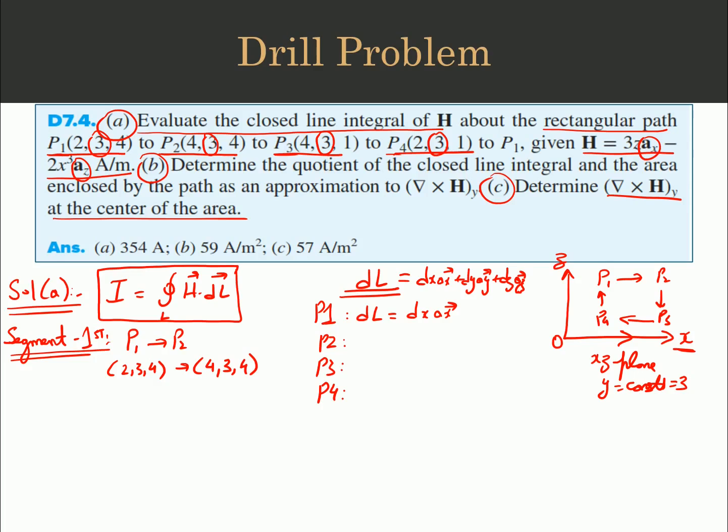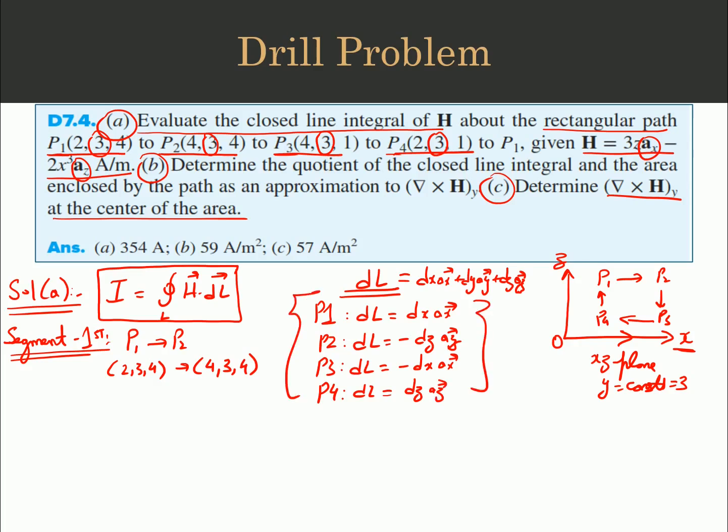Similarly, when we are moving from P2 to P3, we are moving downward in the negative z direction. So dL in this case will be minus dz along a_z. For P3 to P4, we are moving in the negative x direction, so it is going to be negative dx along a_x. And then from P4 to P1, we are moving in the positive z direction, so it is dz along a_z. So these are the dL values for all the paths.